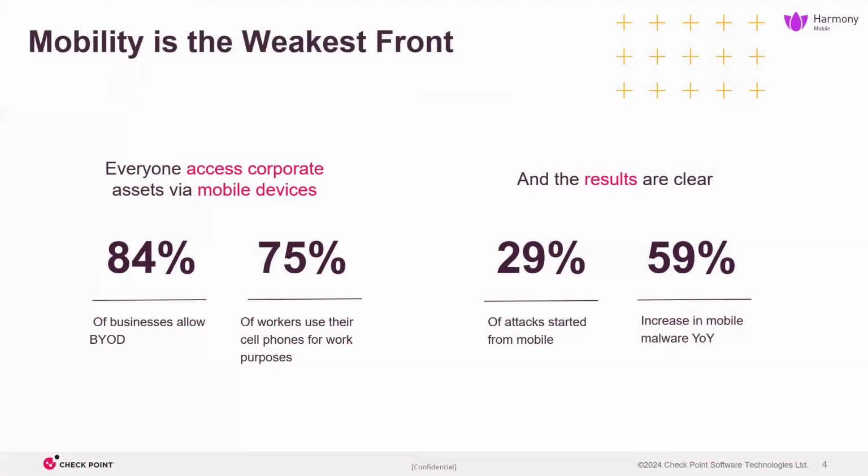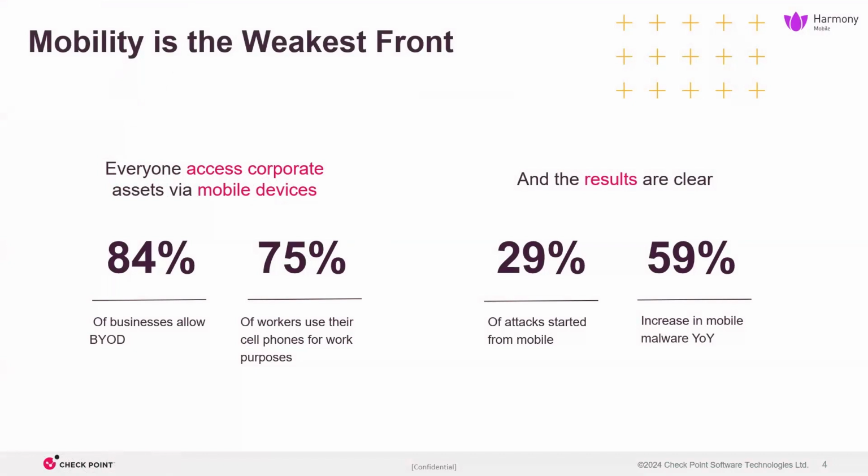So firstly, talking about mobile security as an attack surface, it's a pretty weak front when we talk about different attack vectors. Not a lot of companies and organizations secure phones, and a lot of people are using mobile phones on top of it. As we can see, the stats on the page are that 84% of businesses allow BYOD devices, and that 70% of all office workers use their cell phones for work purposes.